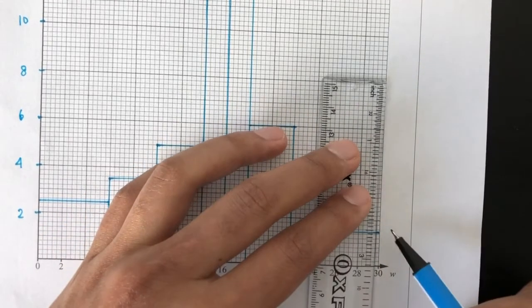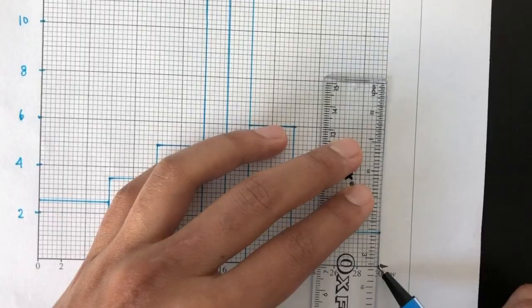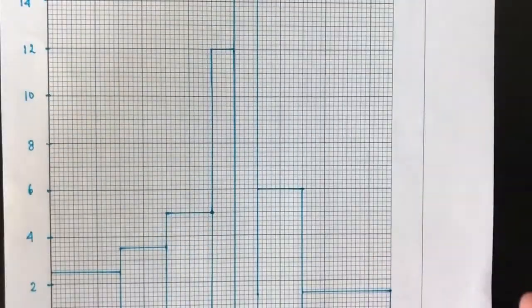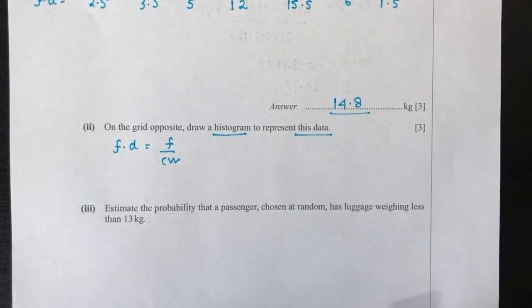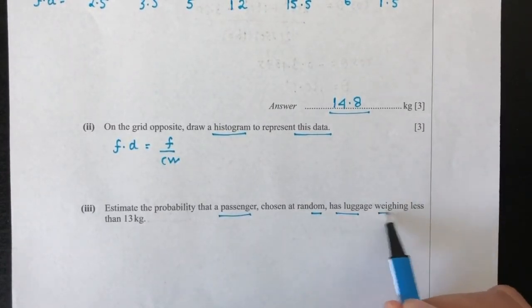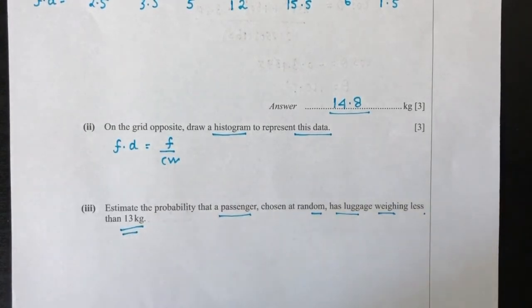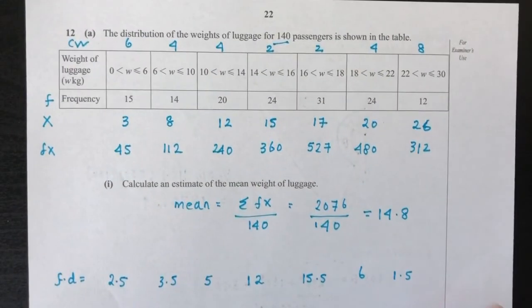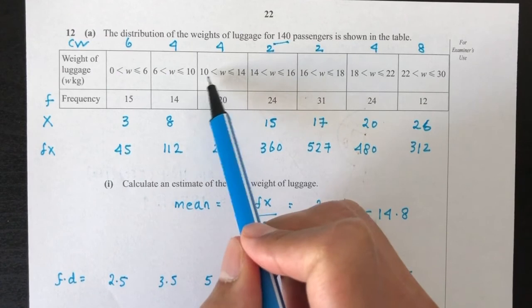Okay, so that will be your bar chart. Sorry, your histogram. It looks more like this. That should be pretty easy. And from this, let's move on to the last question. Sorry, we have part 3 as well. I forgot. It says, estimate the chance that a passenger chosen at random has luggage weighing less than 13 kg.